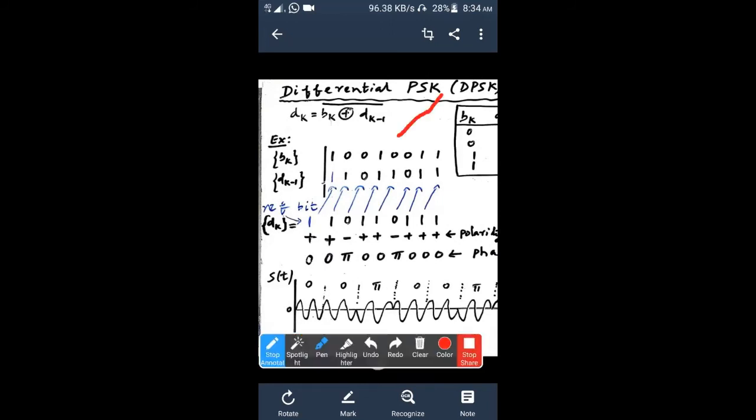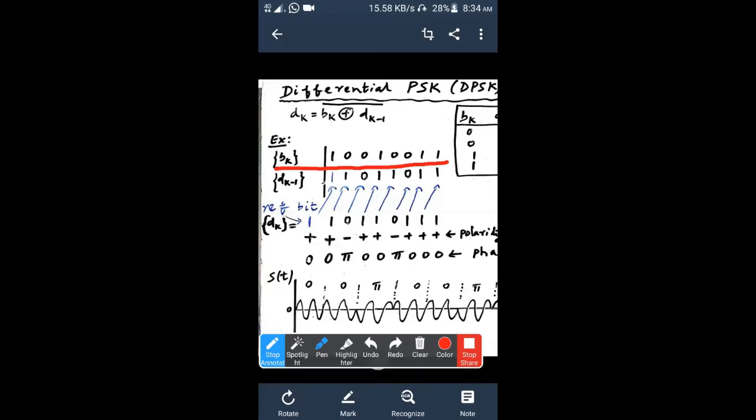First thing, understand this bk part. So assume bk is a sequence, something like 1 0 0 1 0 0 1 1. Any sequence is okay. Right. Now from bk we have to prepare dk.